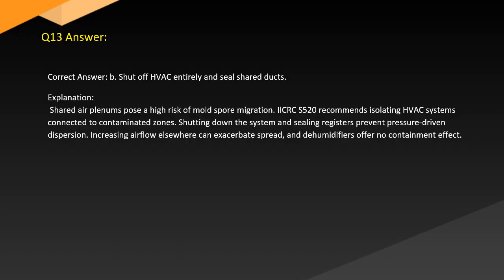Answer. Correct answer: B. Shut off HVAC entirely and seal shared ducts. Explanation. Shared air plenums pose a high risk of mold spore migration. HRConquer recommends isolating HVAC systems connected to contaminated zones. Shutting down the system and sealing registers prevents pressure-driven dispersion. Increasing airflow elsewhere can exacerbate spread, and dehumidifiers offer no containment effect.